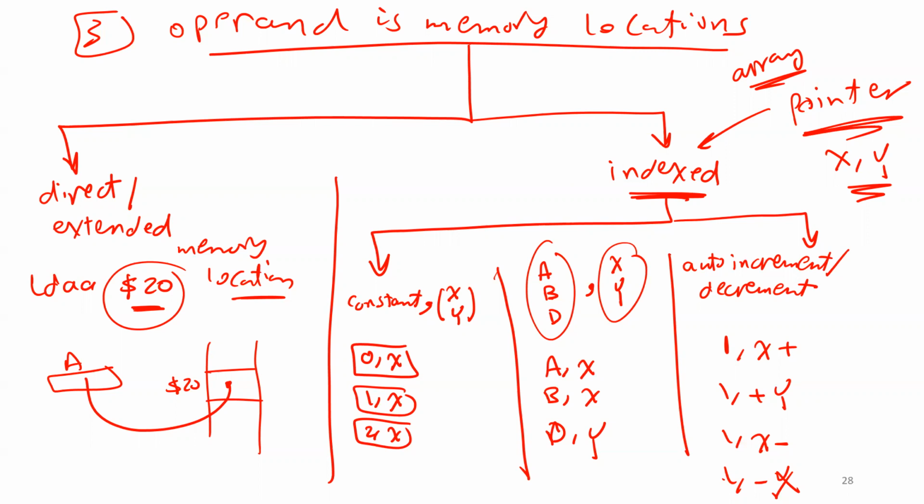All you have to do is add the value of x plus the constant here. But this does not change x, so x will be the same. When I calculate the address, I'm going to add 0 plus x, but I'm not going to change x. This will give me the address. Once I get the address, I'm going to go there, read or write.